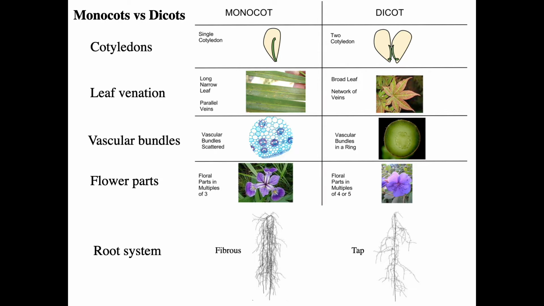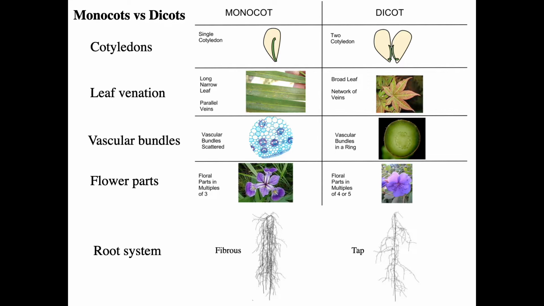Now, within the angiosperms, there are two typical types of plants that we divide them into. We have the monocots and the dicots. The cots refer to their cotyledons, which are similar to leaves but not considered actual leaves. They form in the seed when the plant is developing. So in the monocots, they have a single cotyledon. With the dicots, they have two cotyledons.